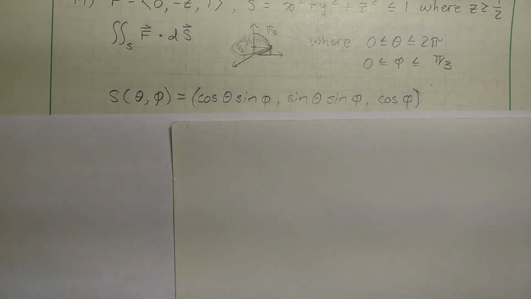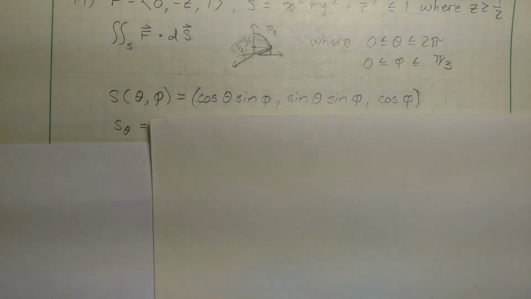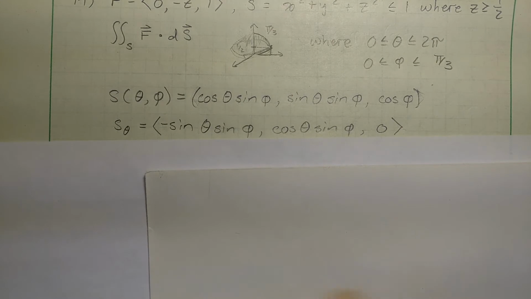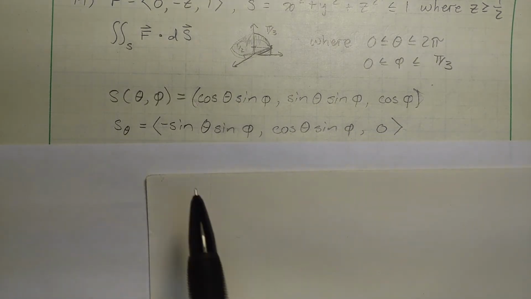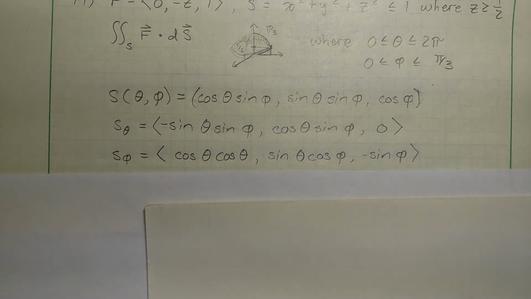I'm going to go through the process again just to remind you, but you'll see that it's what we've gotten before. First, I have to take the partials. Remember, that normal vector is going to be the partial with respect to theta, crossed with the partial with respect to phi. So our partial with respect to theta is pretty straightforward there. Our partial with respect to phi, we have our cosine theta, sine theta.